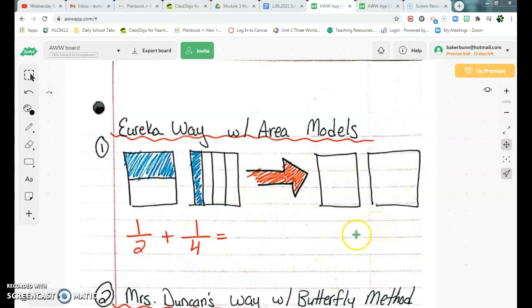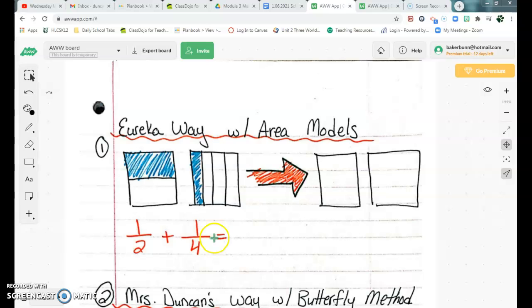Alright guys, before we get started on Module 3, Lesson 4, I wanted to go back and correct the Module 3, Lesson 3 problem that I gave you yesterday. I completely made an error and I don't know how I didn't catch it, so I apologize, but I wanted to redo adding fractions with unlike denominators using the Eureka way with area models. Again, totally made a mistake. I apologize. I'm going to teach you the right way how to do it.